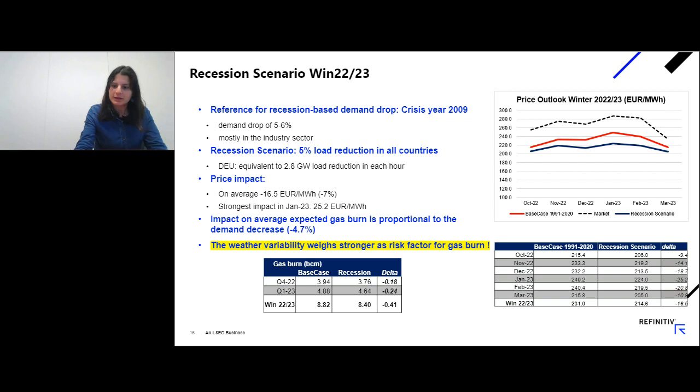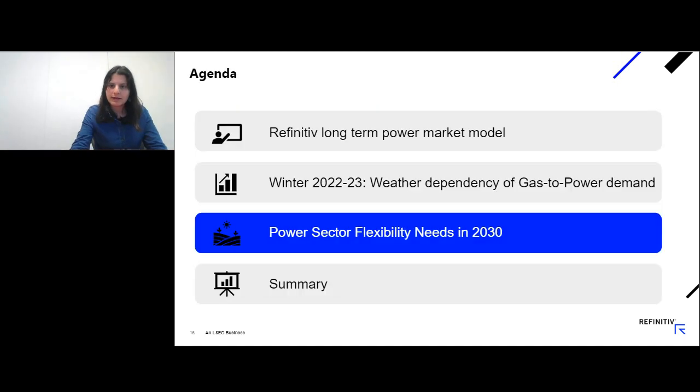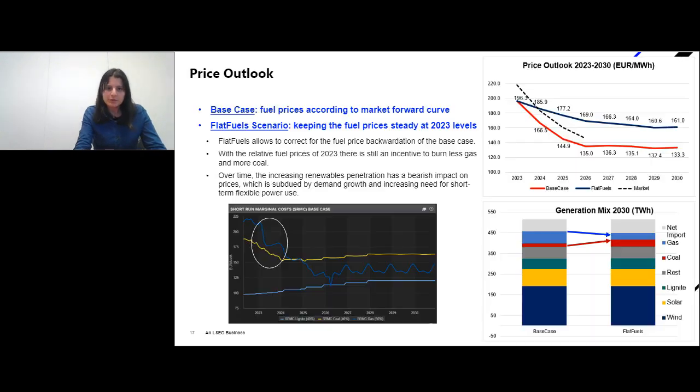Good. So now I'm going to move to our long-term view. We're going to look at mainly the year 2030. I'm going to introduce the scenarios that we developed, and then Gabriele is going to talk about the implications and the results. So first of all, let me present the base case.